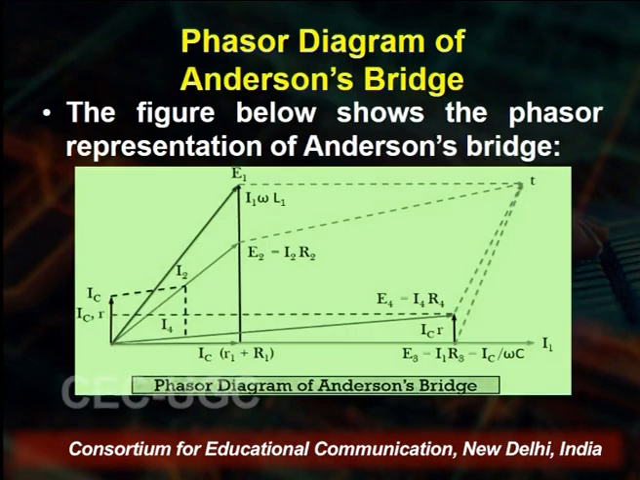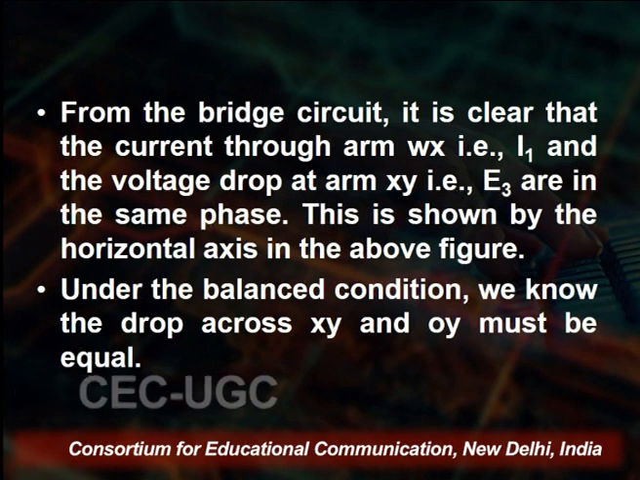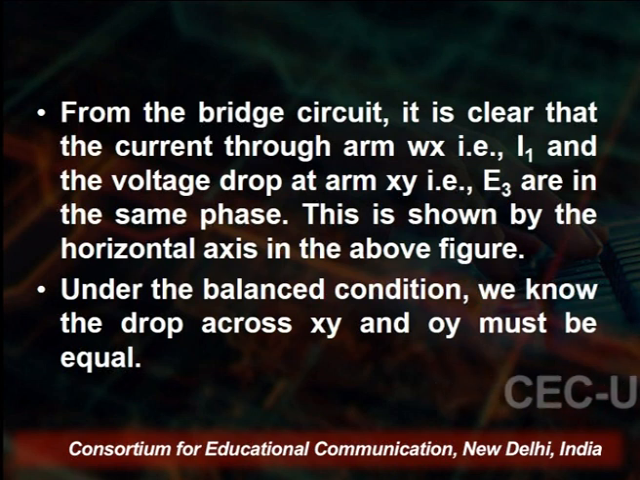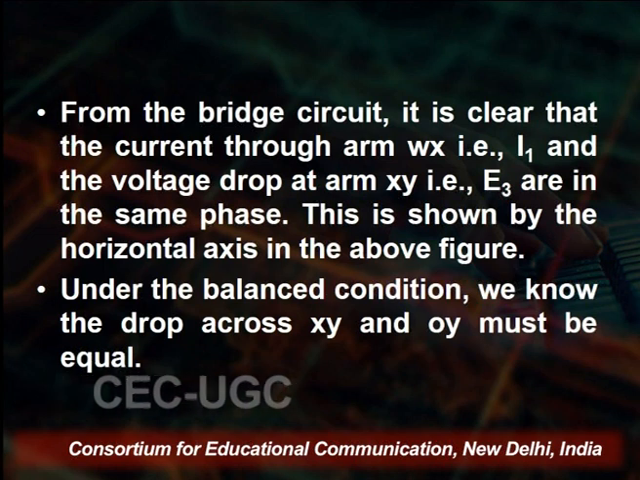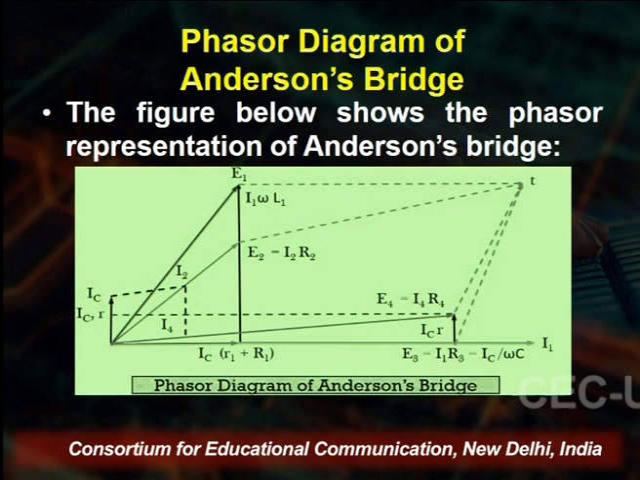So, here is a phasor diagram of the Anderson bridge. We draw the phasor diagram, the phasor representation of the Anderson bridge, to show how it's working. You see the various points here, the current and the potential difference between the 2 points. From the bridge circuit it is clear that the current through the arm Wx, that is I1, and the voltage drop at the arm xy, that is E3, are in the same phase. Now, you see I1 and E3 are in the same phase.